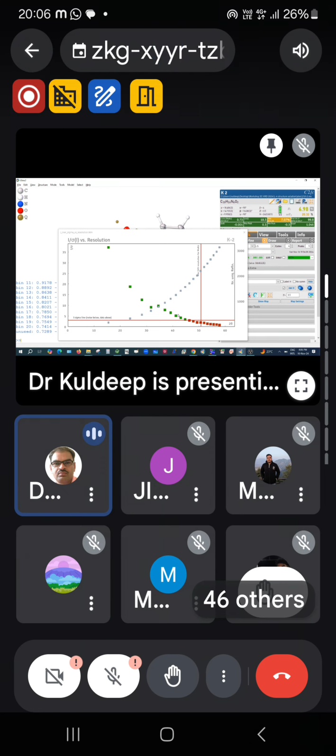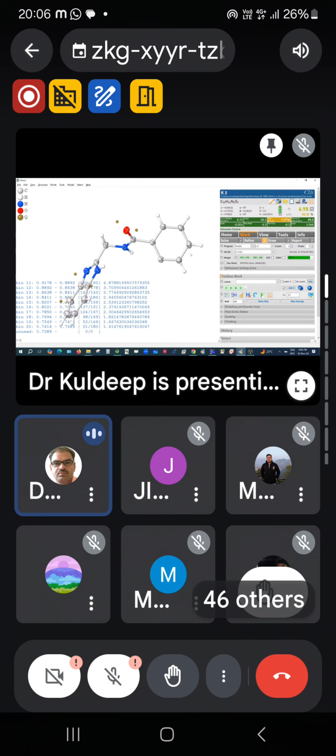But still, we can publish our data. We just have to mention that we have tried a number of crystals. The most suitable crystal was only diffracting up to that limit. So you can convince the referee there is no problem.